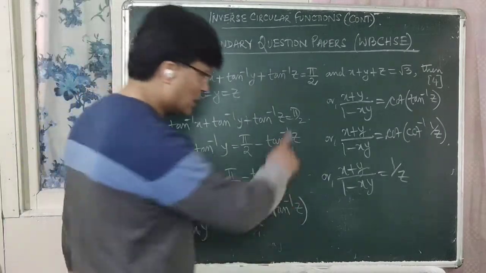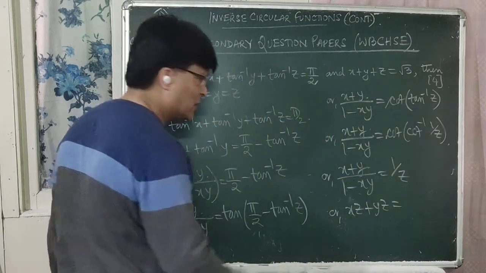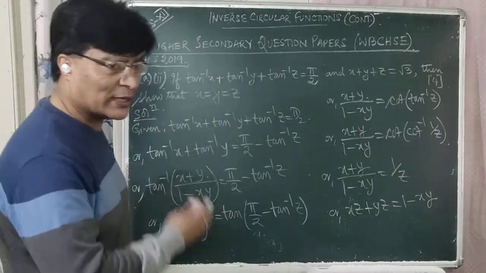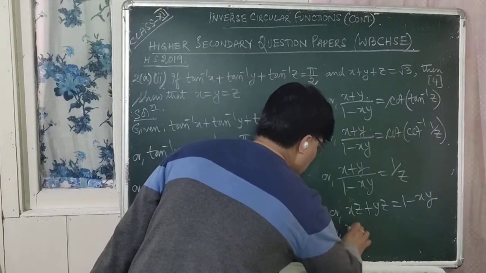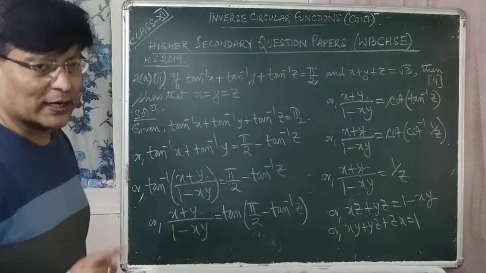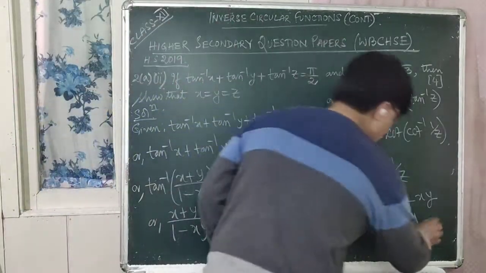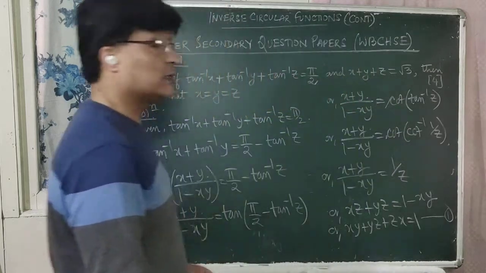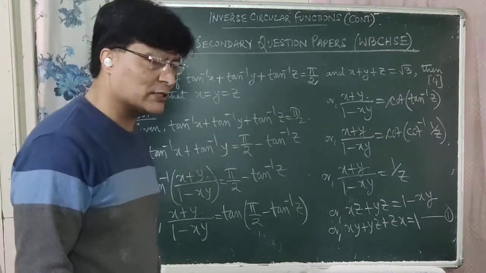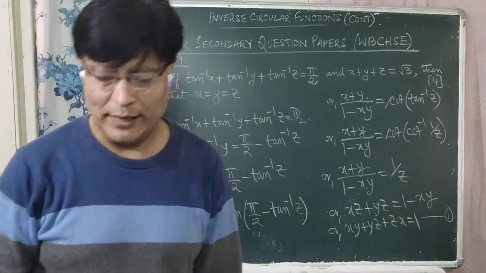Now let us simplify it. Let us cross multiply it. xz plus yz is equal to, what is here? It is 1 minus xy, right? So let us take that minus xy to the left hand side. So xy plus yz plus zx is equal to 1. That is, we have got the value for xy plus yz plus zx, which is equal to 1. So let us mark it number 1. So we have got this condition number 1, that is xy plus yz plus zx is equal to 1, from the given tan inverse x plus tan inverse y plus tan inverse z is equal to pi by 2.